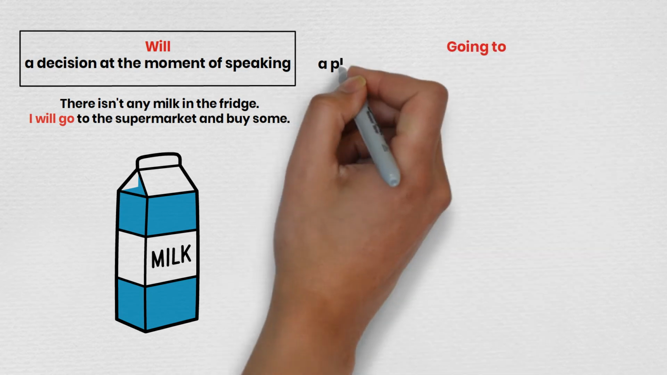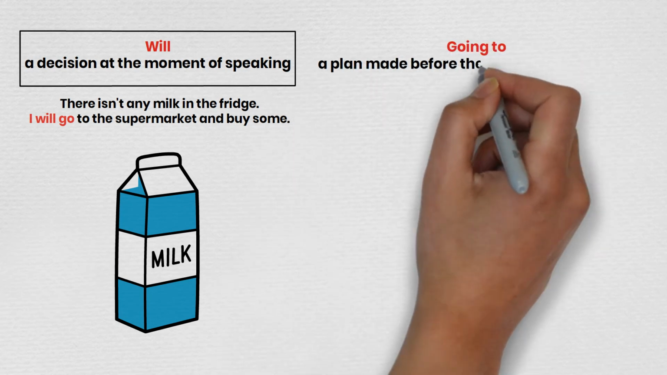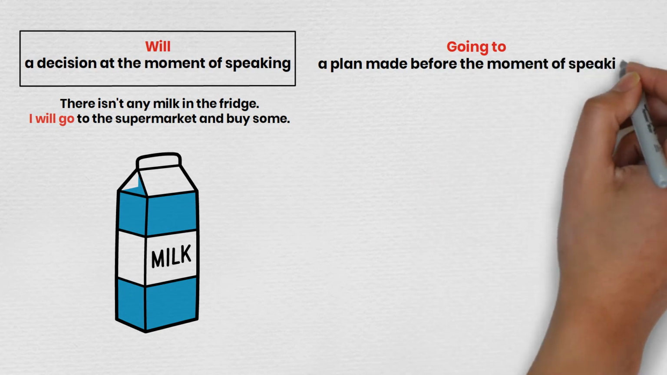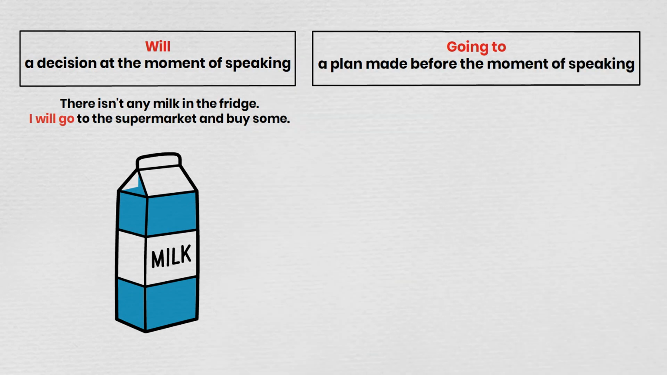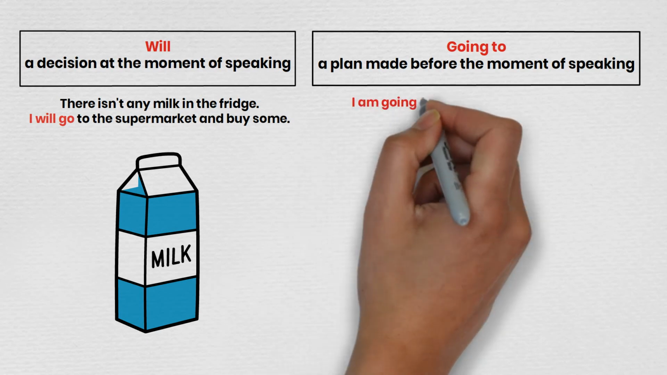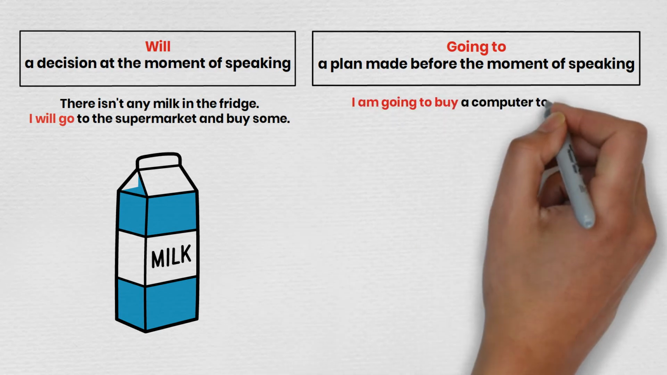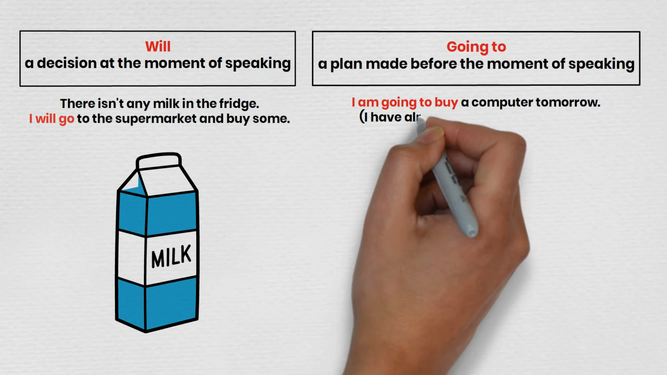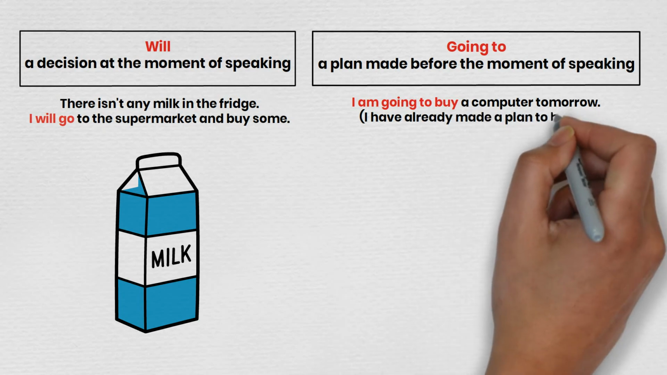We use going to for plans made before the moment of speaking. I am going to buy a computer tomorrow. I have already made plans to buy it.